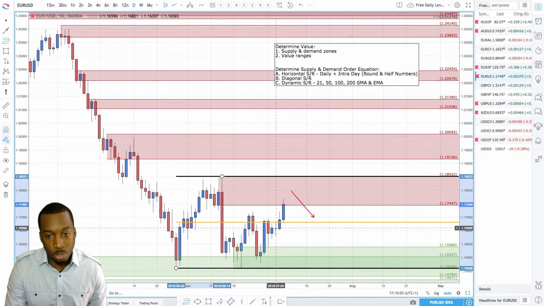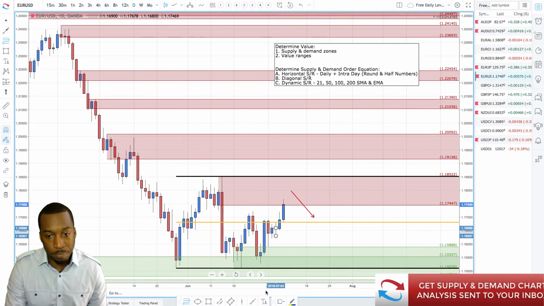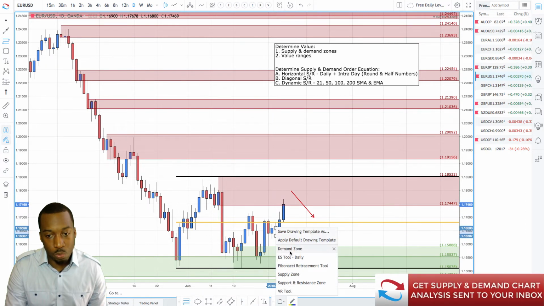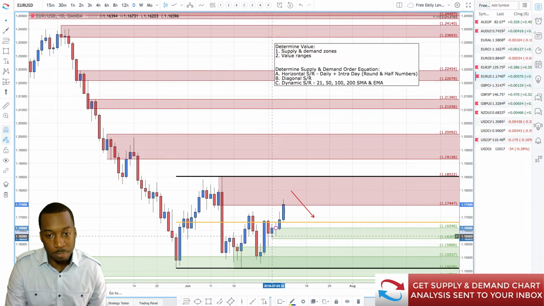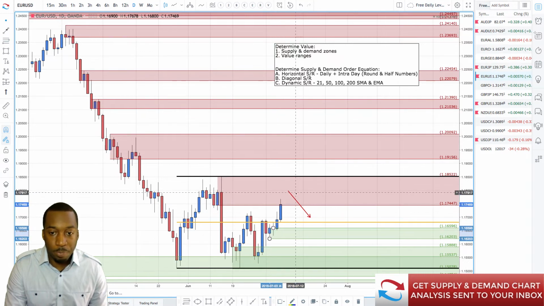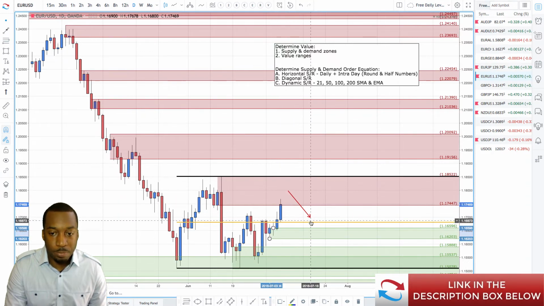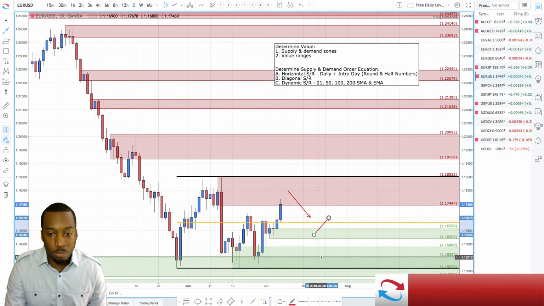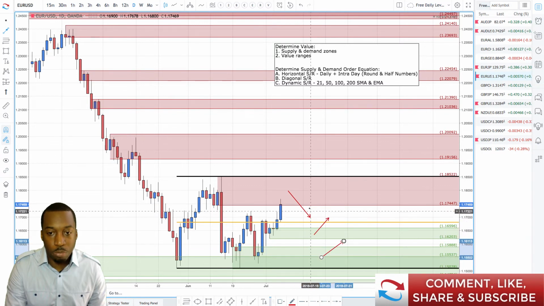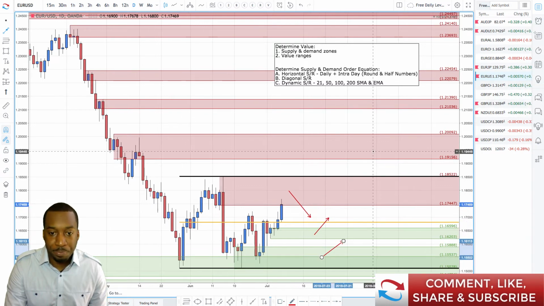We've also got demand zone right here. Change that to demand right there. Put it from there, right? So looking to be a seller. If you're looking to be a buyer, this would be your first area just below fair value, and then right at the bottom right here.